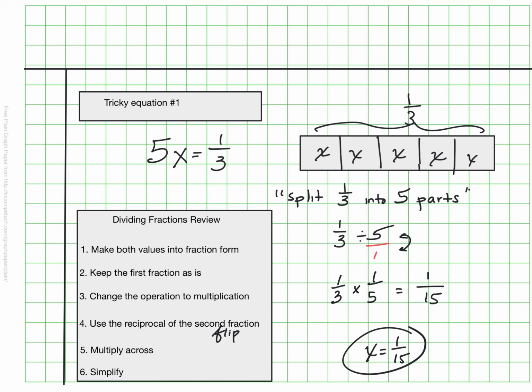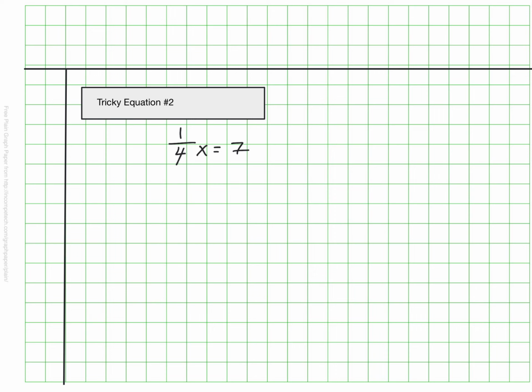The tape diagram works really well for this one, right? It gives us a visual and then reminds us to cue up our dividing fractions process. Tricky equation number 2 is a little different. This one still has a fraction, much like number 1, but this time I see that 1/4 of some number is 7, but I don't know what number that is. The good thing is we can still try to draw it out.